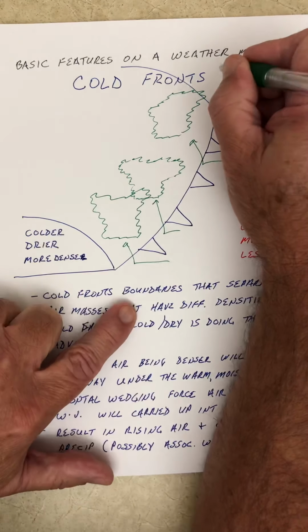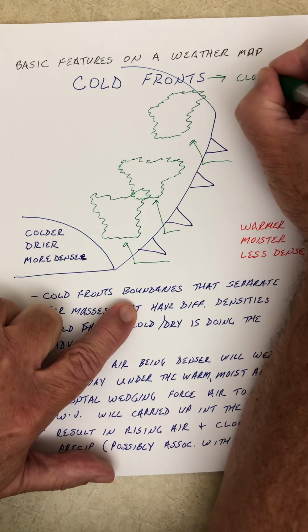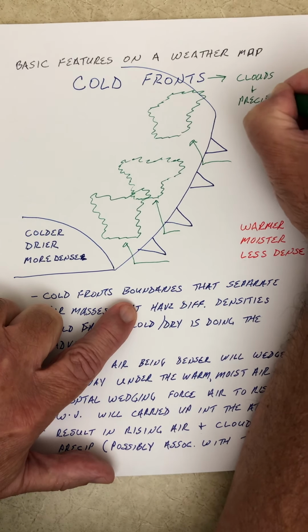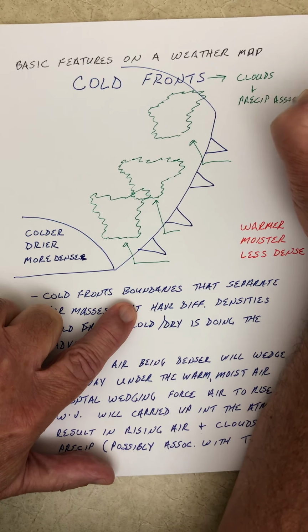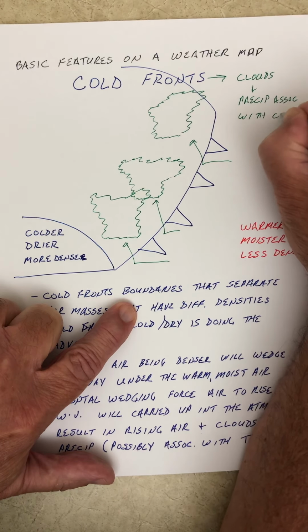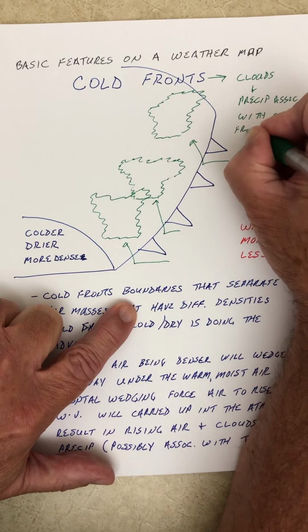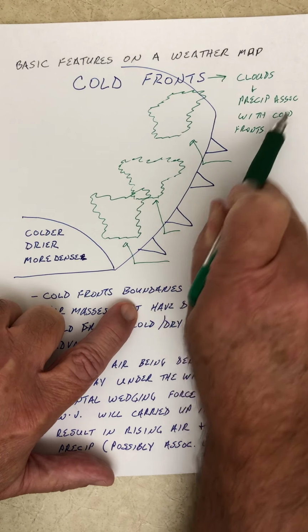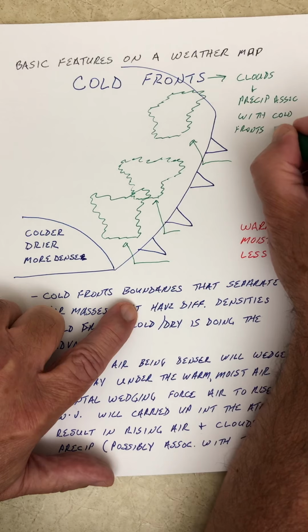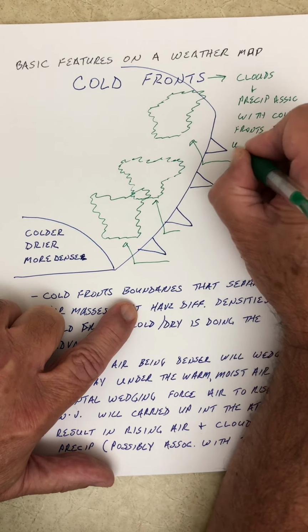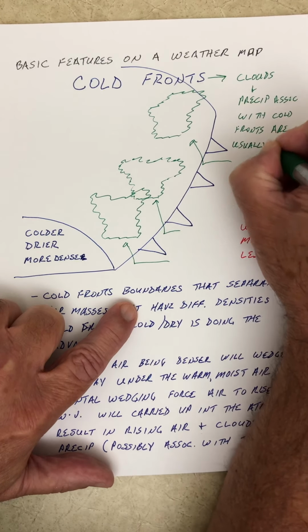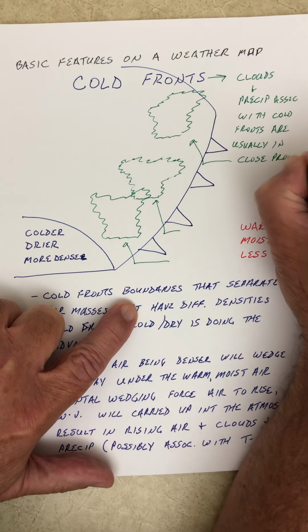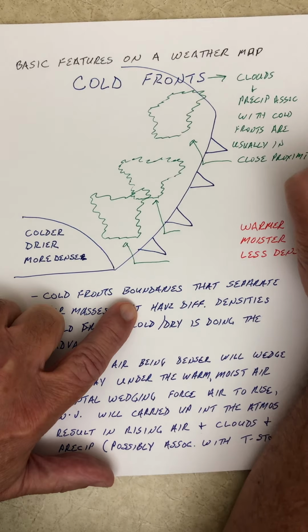And so you'll find that with cold fronts, the clouds and precipitation associated with cold fronts are usually in close proximity to the front.